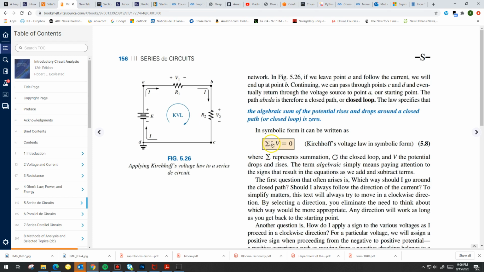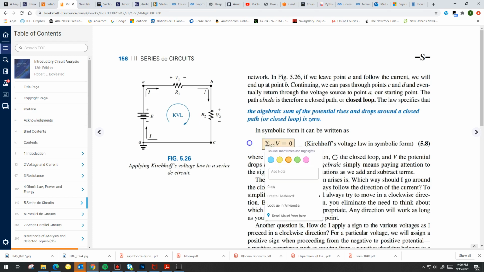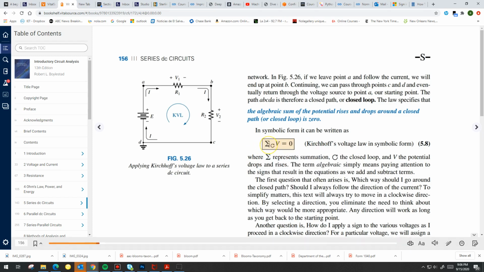The sigma letter, uppercase sigma, indicates the sum of the voltages. This little arrow indicates around a closed loop. All right. So remember what we just did: I went from D to A to B to C back to D. It's a closed loop. And as I go from D back to D, I'm looking at all the voltages.